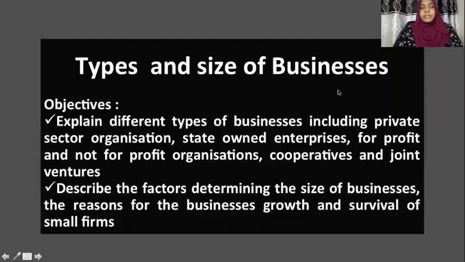When we are looking at the objectives of today's class, you should be able to explain different types of businesses, including private sector as well as public sector businesses. You should be able to identify the aim of private as well as public sector businesses, and we'll also be describing different types of cooperatives. In addition to that, you also need to describe different factors that will be determining the size of businesses. These are the factors which will be determining whether the business is a small business or a large business. You also need to explain different aims of business growth or motives for firms' growth. In addition, you will also be learning about survival of small firms.